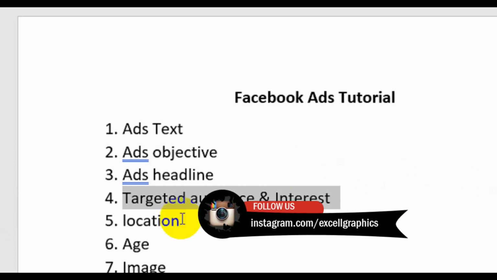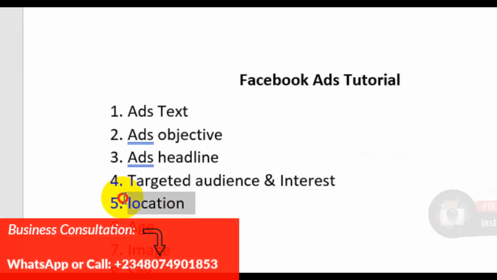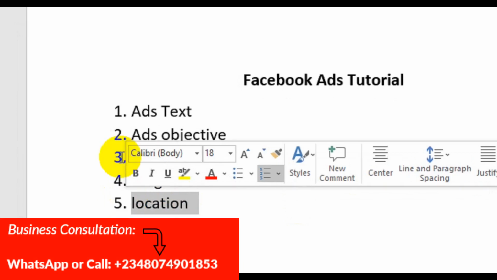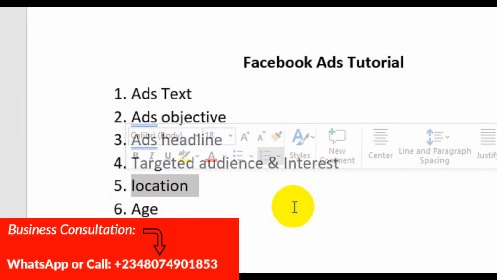And the next one is the location. So now you have determined the interest of your targeted audience, and you know the people you want to target. Where are they located? That's another thing you need to consider. For the fact that Facebook ads gives anybody an opportunity to target anywhere in the world, nevertheless, you still need to know where your customers belong.